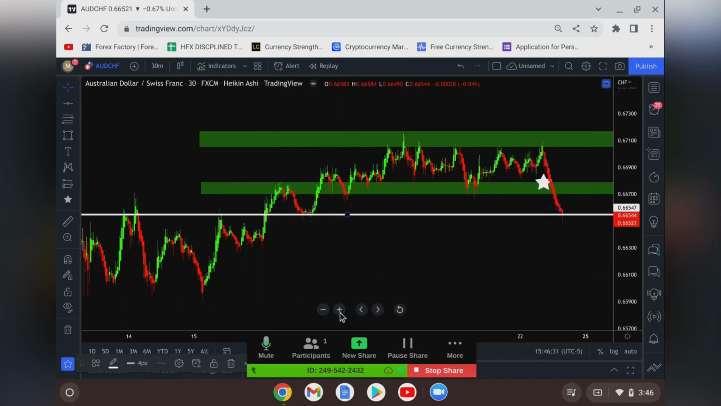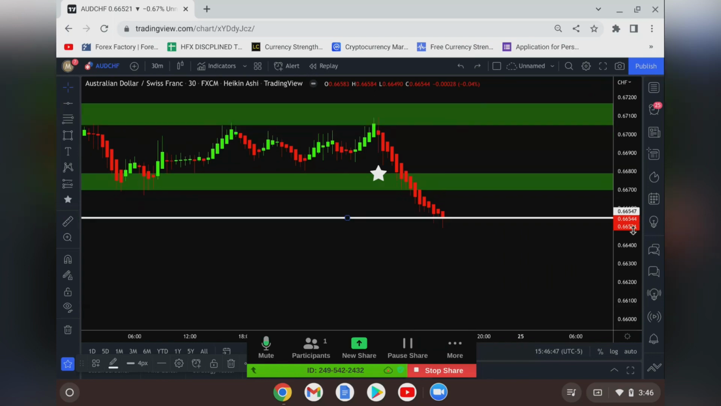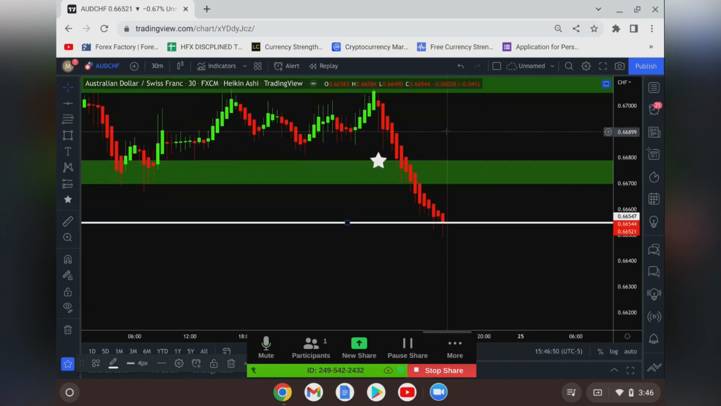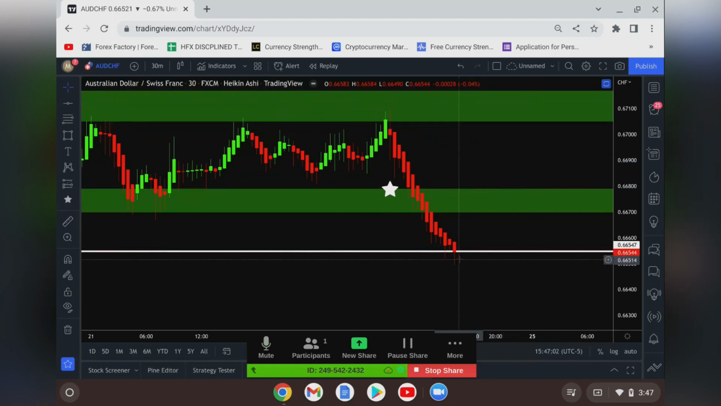If we zoom back in, you can see that price is currently already at this new level of support. Now that we have price at this new level of support, we're going to wait and see what happens. Is it going to reject this area and turn around and move up to our level of resistance? Or is the momentum so strong that it's going to break through this level of support down to another level of support? But as of right now, I can see that price is currently rejecting this area.